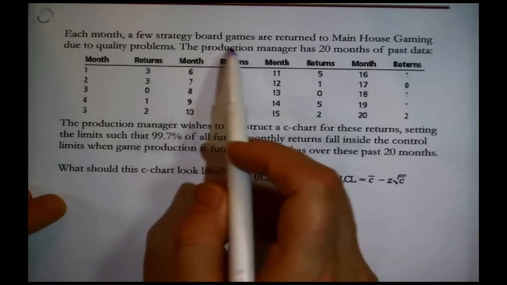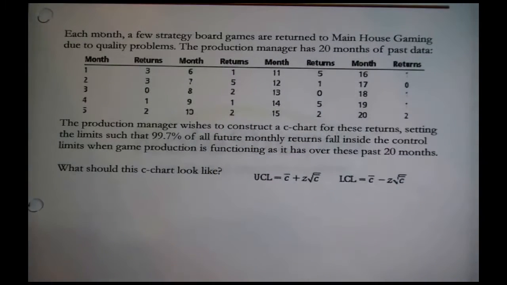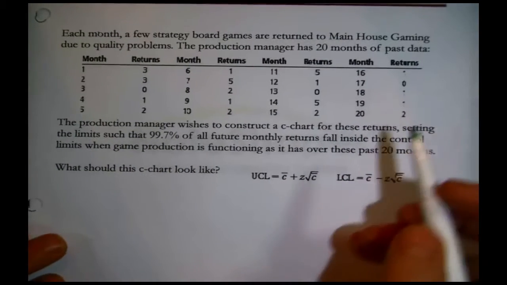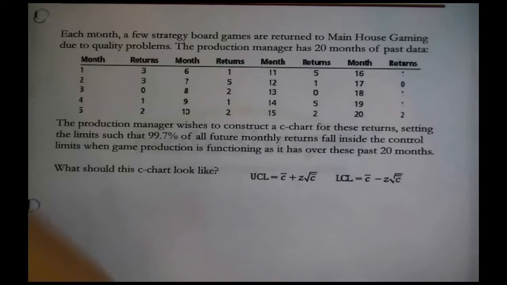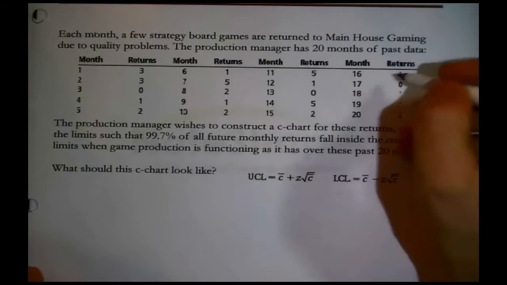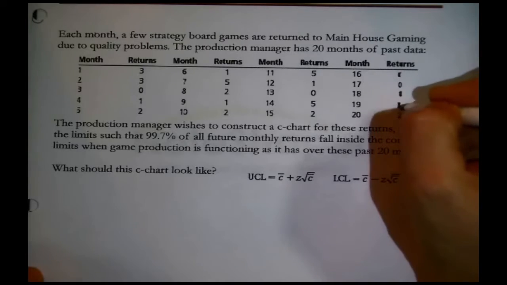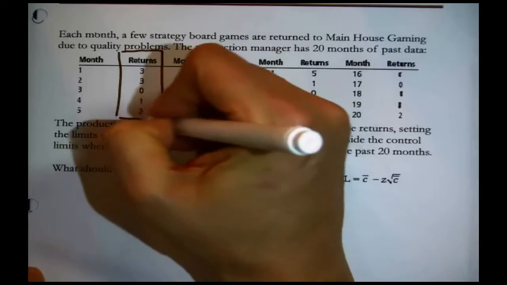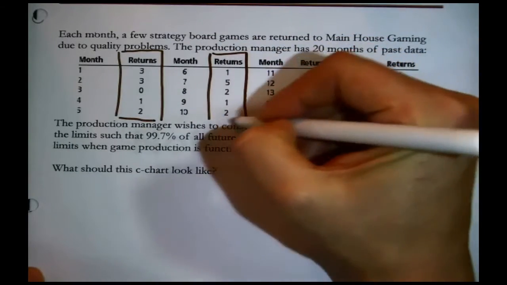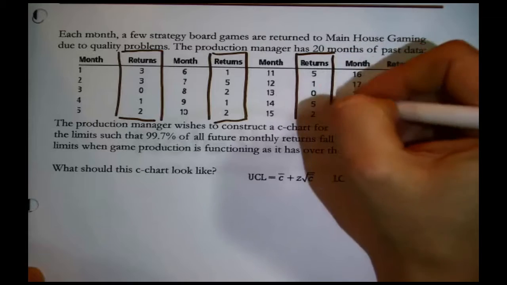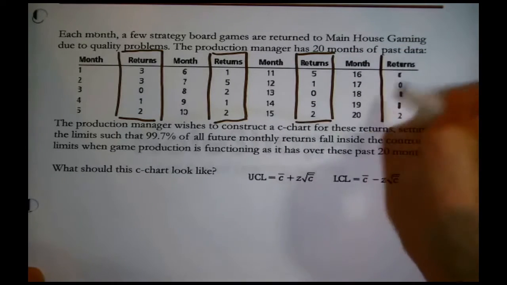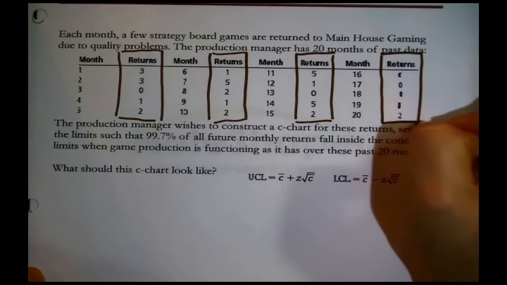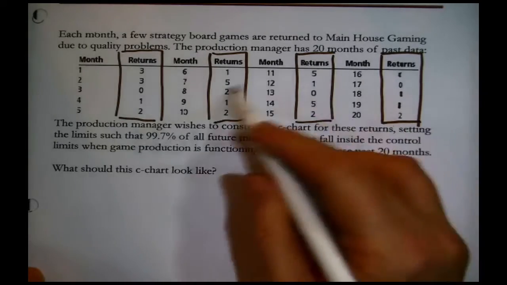Each month, a few strategy board games are returned to Main House Gaming due to quality problems. Okay, that's a concern. The production manager has 20 months of past data, and let's take a look at this data. It is simply the number of returns, month by month. Sometimes they had 1 box returned, sometimes they had none, sometimes they had as many as 5.